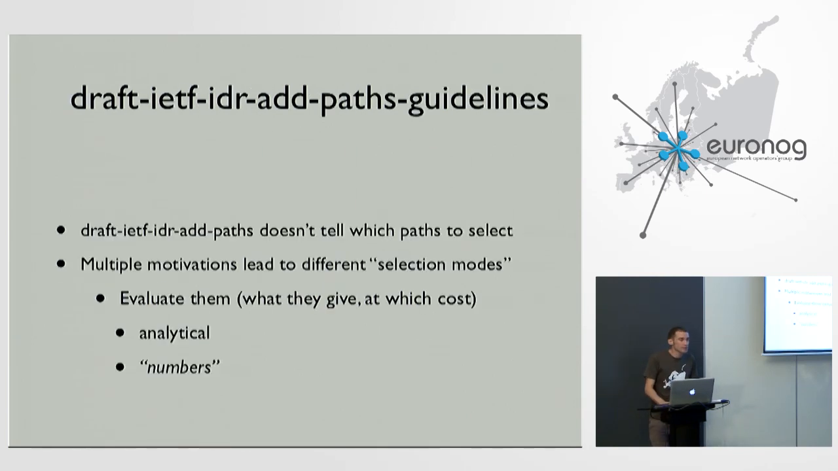For that, we have a working group document at the IDR working group at the IETF called draft-ietf-idr-add-paths-guidelines. It reviews all the main decision strategies, tries to explain what they do, and analyzes what you get at which cost, based on the characteristics of your network.